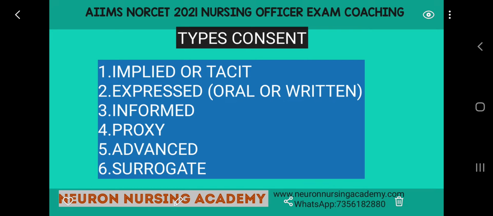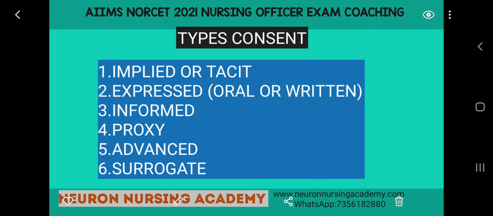So implied means the initial consent, which is already there. Expressed means for some procedures we will inform, okay, we are going to do this type of procedure, etc. But when you are going to do a more critical, more major procedure, then you have to get informed consent. Informed consent means, as I told you, you will give counseling to the patient and give every detail of the procedure.